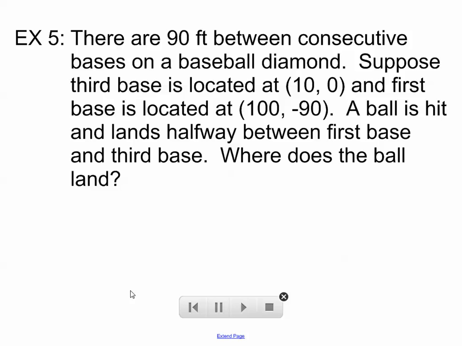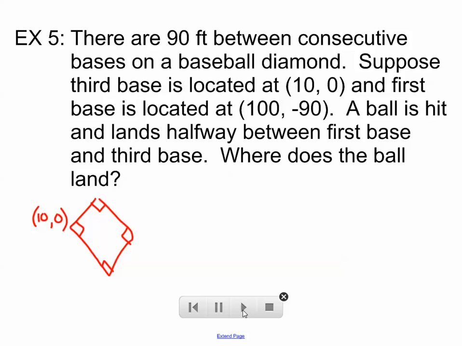So, a real-world application here. There are 90 feet between consecutive bases on a baseball diamond. Kind of useless information there. Suppose third base is located at 10, 0, and first base is located at 100, negative 90. A ball is hit and lands halfway between first base and third base. Where does the ball land?